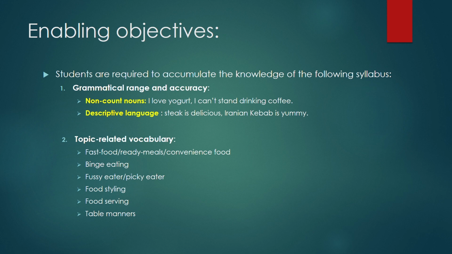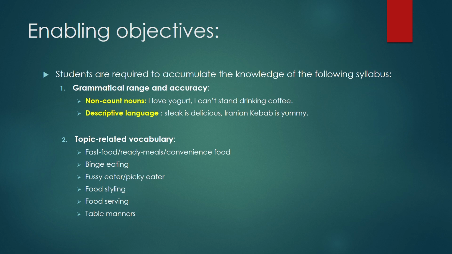Fussy eater or picky eaters are the people who are really selective in terms of the food they eat. It is really hard to serve food for these people. They do not eat everything. They avoid eating, for example, meat. If you want to cook meat for them, you have to cook meat under certain conditions. So fussy eaters are really difficult to serve, especially young children.